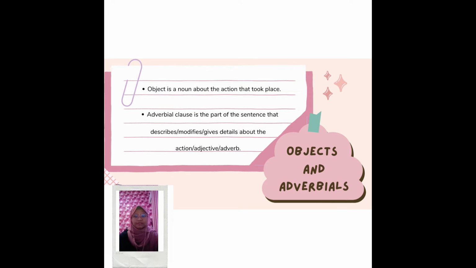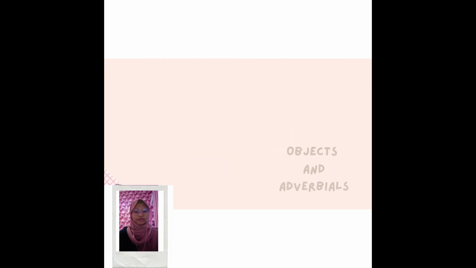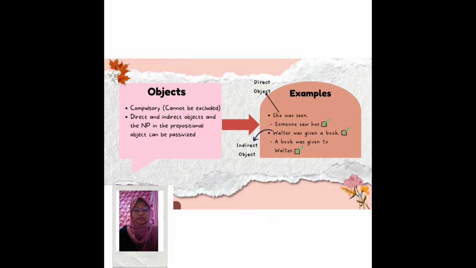I'm going to talk about objects and adverbials. An object is a noun about the action that took place. An adverbial is the part of the sentence that describes, modifies, and gives details about the actions, adjectives, or adverbs. Let us talk about objects.